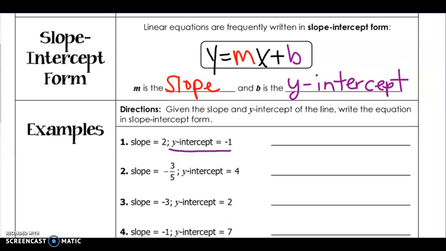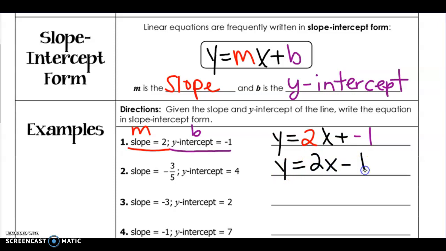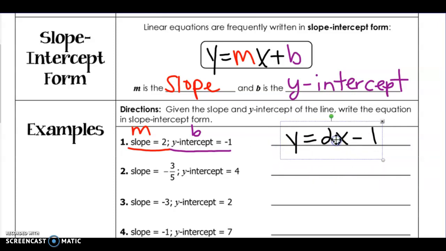So remember the y-intercept is your b in the equation, and the slope is your m in the equation. If you were to write these, this equation would look like y equals m, in this case 2, and then x plus my b, which in this case is -1. So you can write that one like that, or you could also write this as y equals 2x minus 1. Same thing, okay? So I'm going to erase this one and move this one up there. So that's what that one looks like.